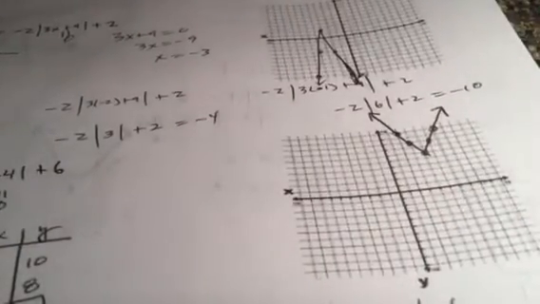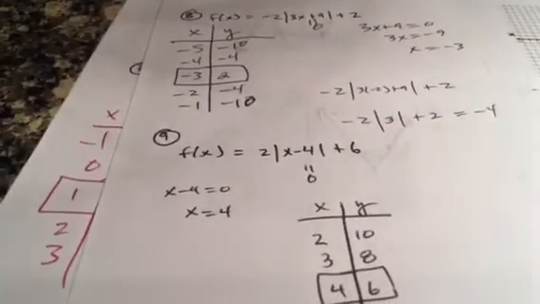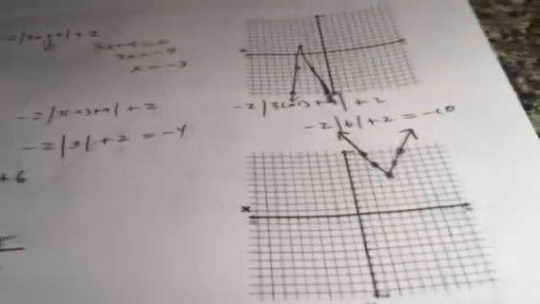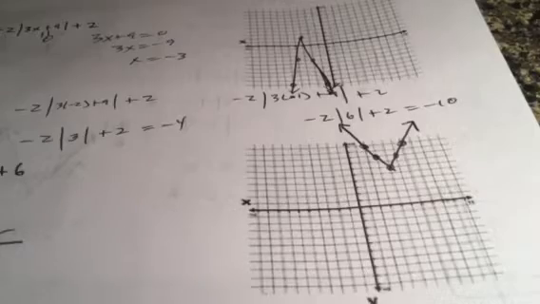Plug negative 1 in for x, and you're going to get negative 10. Same thing as if you plug negative 5 in for x. Because of that negative on the outside, you have a V that opens down.